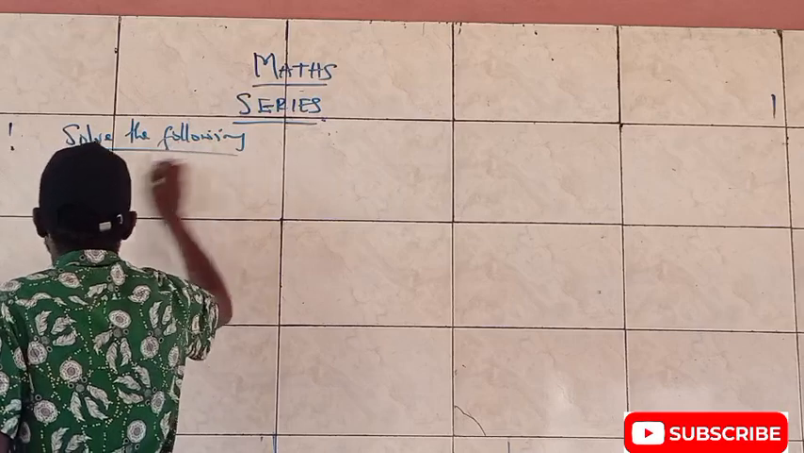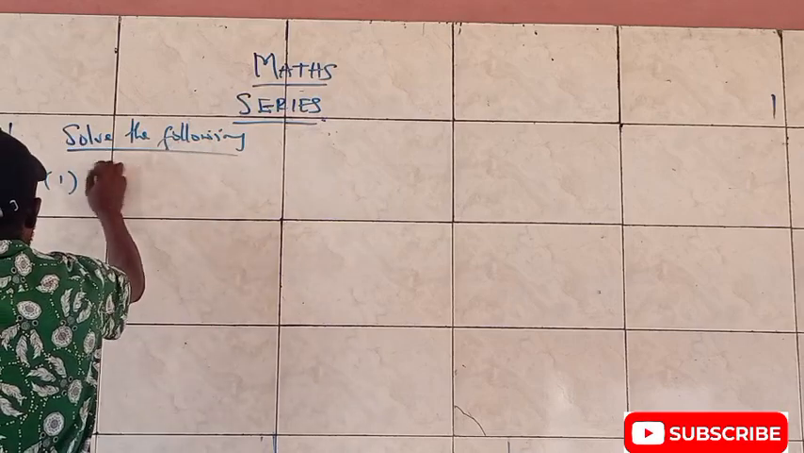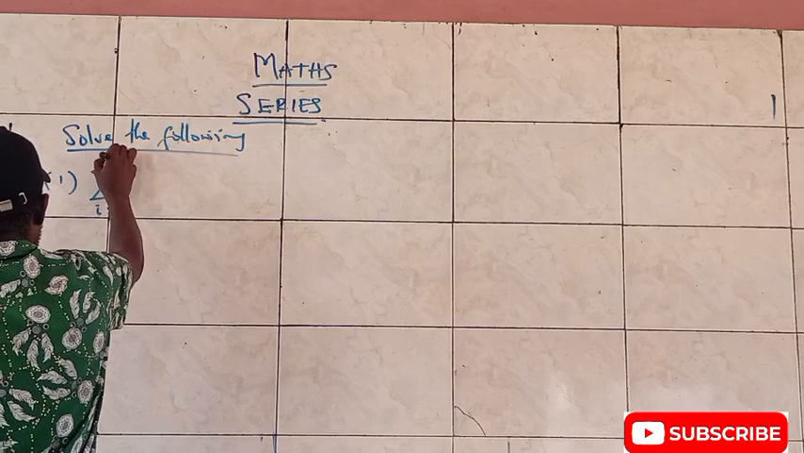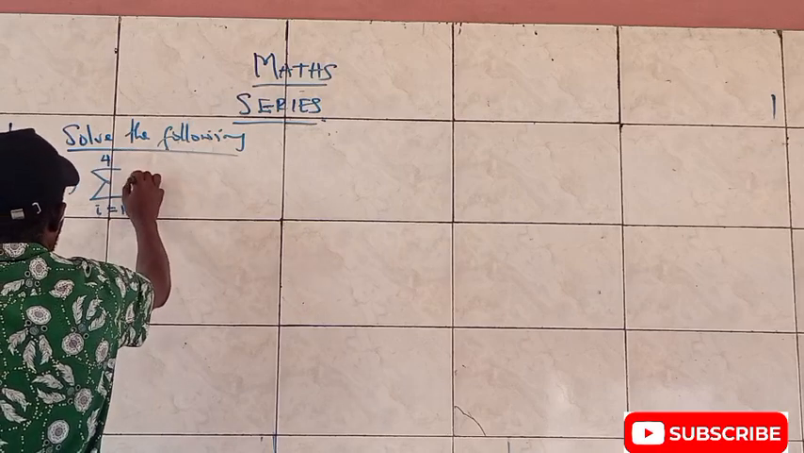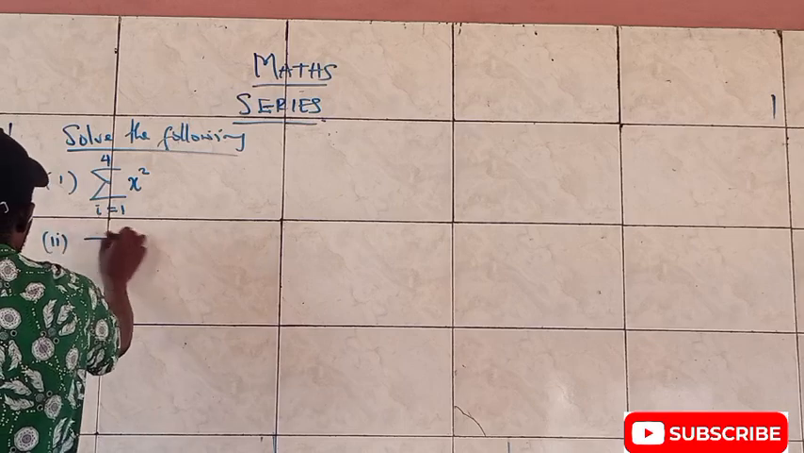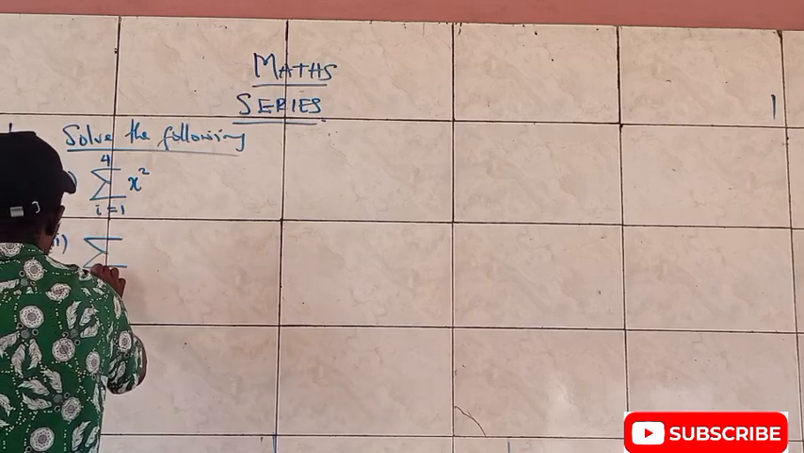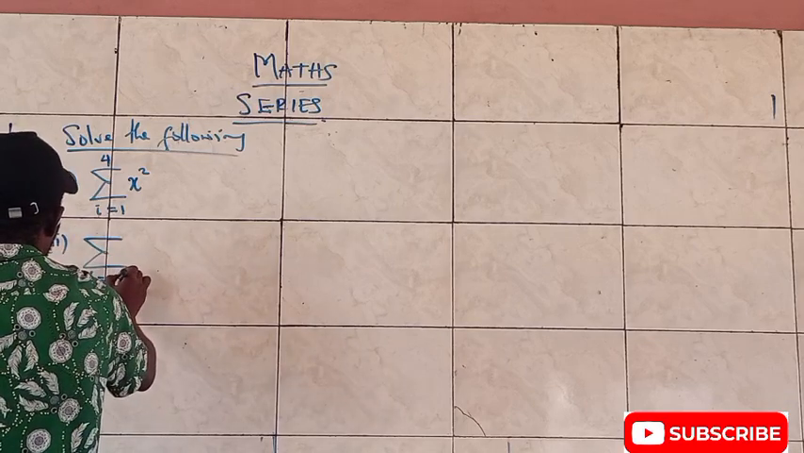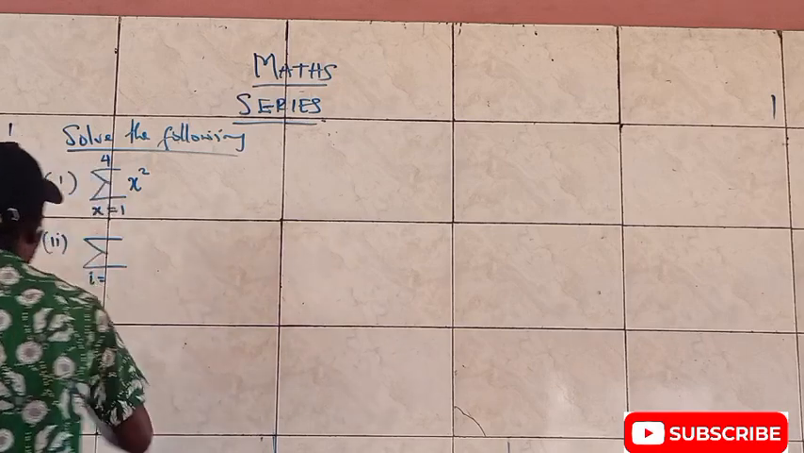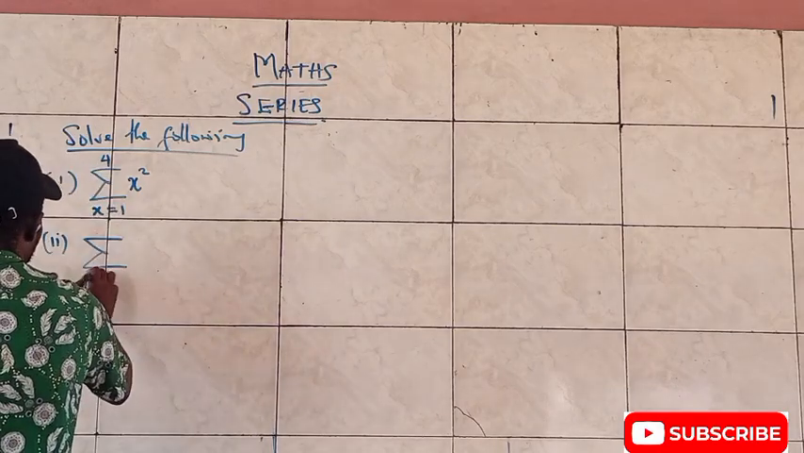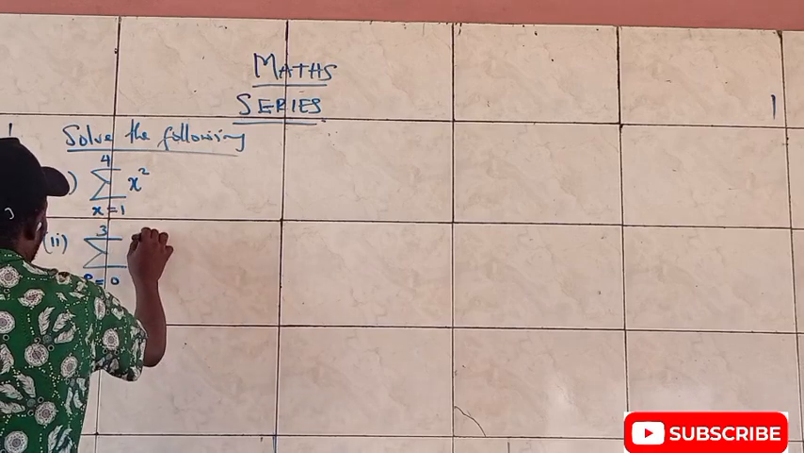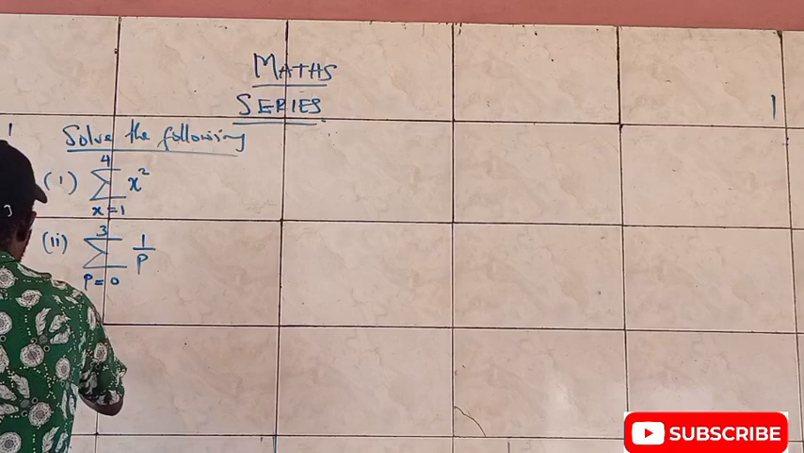This is an example. Imagine we are given the summation of i starting from 1 all the way down to 4 of, say, x squared. And number 2, imagine we are given the summation of p starting from 0 all the way down to 3 of 1 over p.